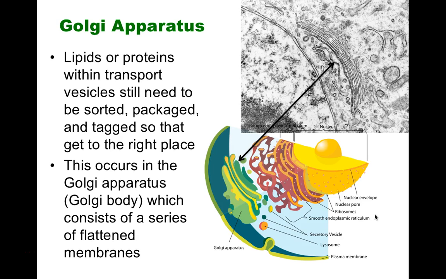So once you see a Golgi apparatus in an illustration, and then you see one in a real image from a cell, like this photo at the top right, you can't mistake it for anything else.